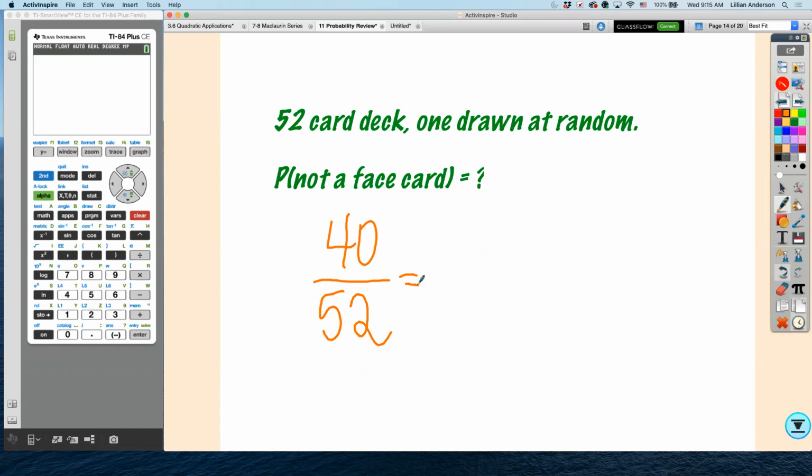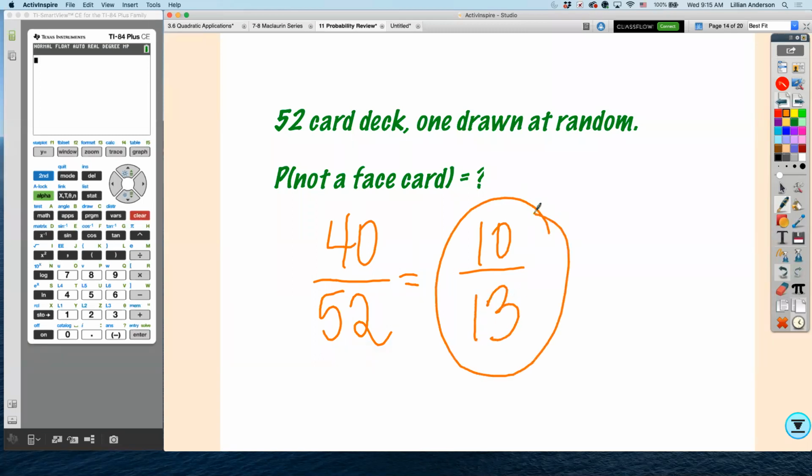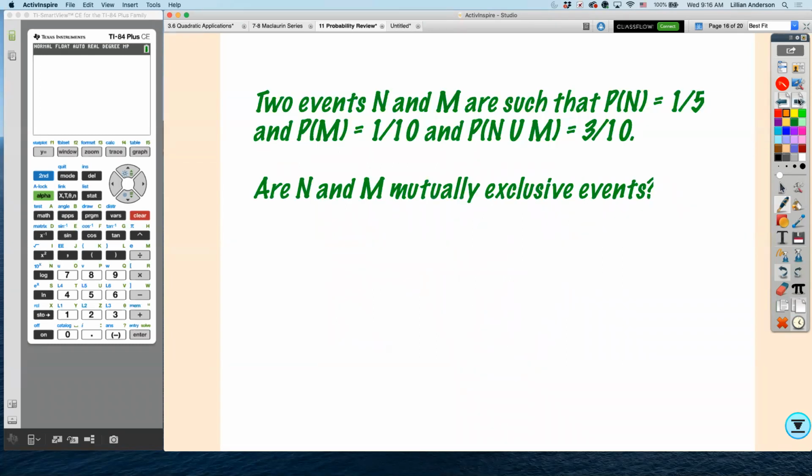Still online? It reduces to 10/13. I think you got cut off a little bit, but yes, it'll reduce down to 10 over 13. Good stuff, good stuff. All right, let's take a look at this one.